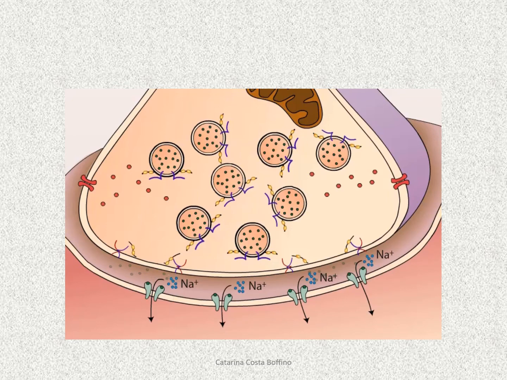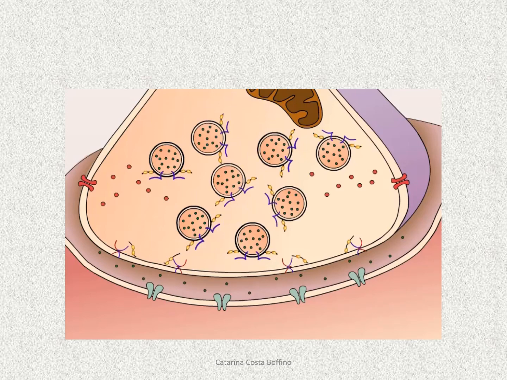Transmitters are inactivated or removed rapidly from the synaptic cleft so that transmission is brief and accurately follows the presynaptic input signal. For acetylcholine, an enzyme in the synaptic cleft, acetylcholinesterase, breaks down acetylcholine into choline and acetate. The release of transmitter from the receptors causes the channels to close. Not all transmitters are broken down by enzymes in the synaptic cleft.